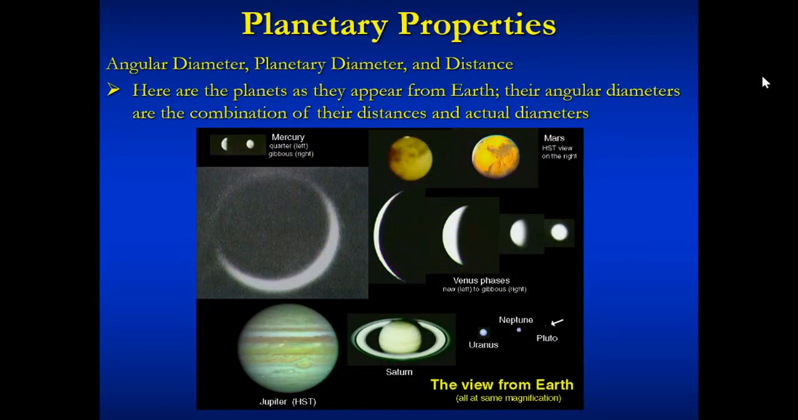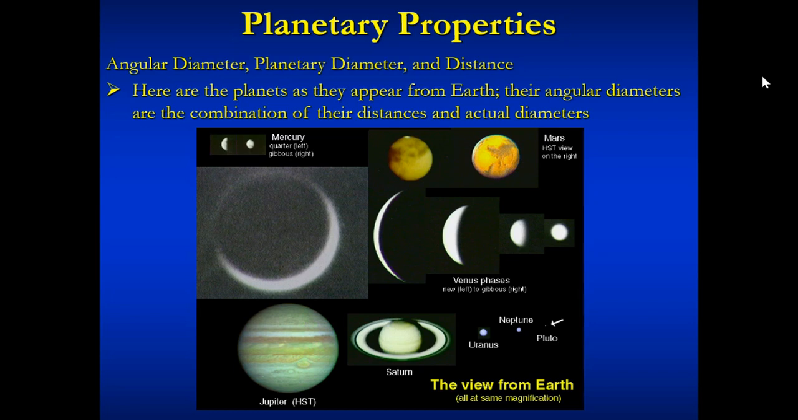Here are the planets as they appear from Earth at the same magnification, and you can see the varying degrees of angular diameter. Venus is obviously the largest object in our sky when it's closest to us. Its angular diameter is even bigger than Jupiter's. You can see the rest of the planets at the same magnification, how big they appear through a telescope. These are the angular diameters.